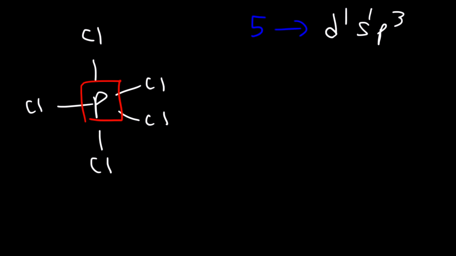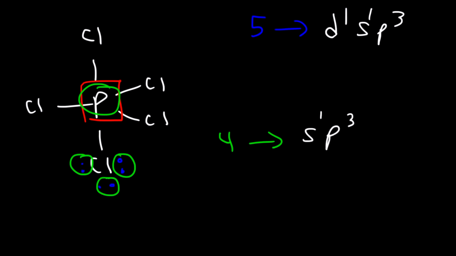Now what about the hybridization of the chlorine atom? Now keep in mind the chlorine atom has 3 lone pairs. Chlorine wants to have 8 electrons in its outer shell so it can satisfy its octet requirement. So for that chlorine atom, it has 1 group, 3 lone pairs, so it has a total of 4 groups. So it's going to be sp3 hybridized.